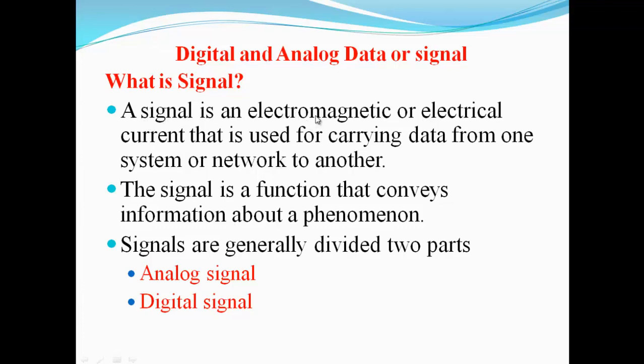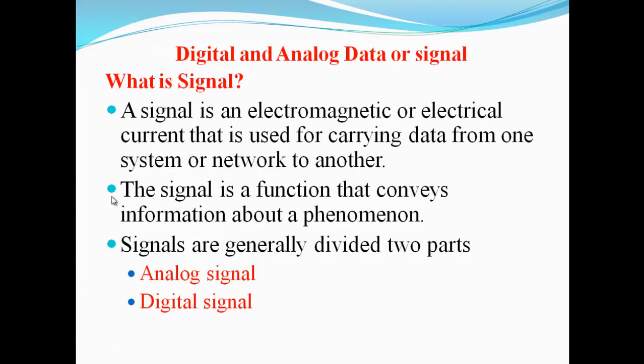A signal is an electromagnetic or electronic current that is used for carrying data from one system to another system or one network to another network. Here the signal is also one kind of data. Data is converted into signals, known as electromagnetic or electronic current. So here we discuss it again.